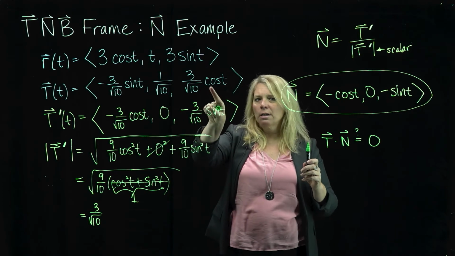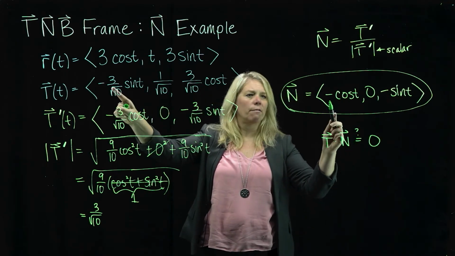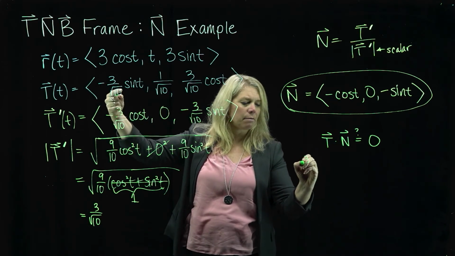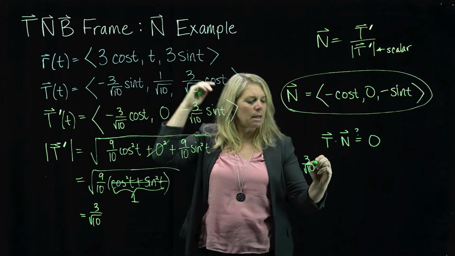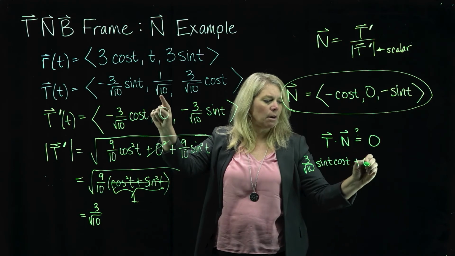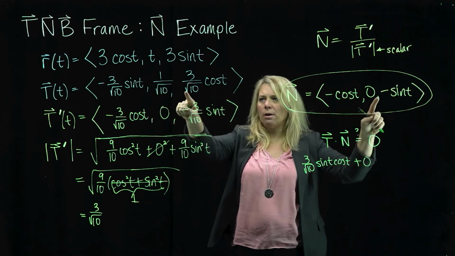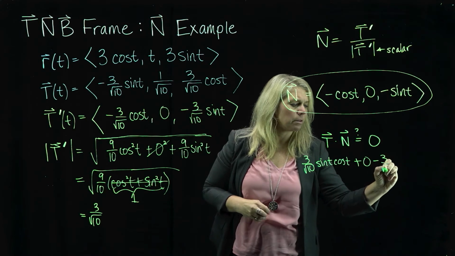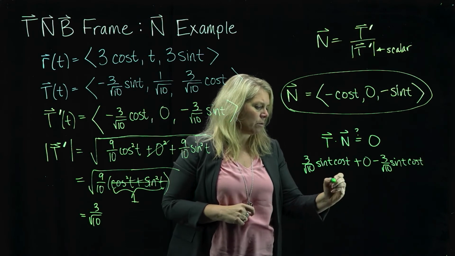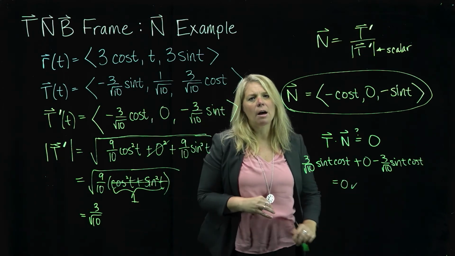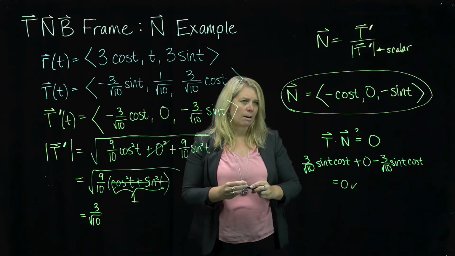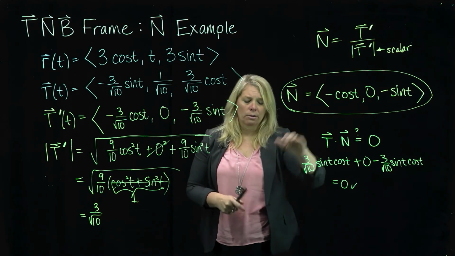Here's my t vector, and then here's my n vector. And so if I look at that dot product here in the i component, I will end up with positive 3 over square root 10 sine t times cosine t. And then in the j component, I will have 0. And then the k components, when I multiply those, I'll have a negative 3 over square root 10 sine t cosine t. And sure enough, that all adds up to 0. So that's just a little handy thing sometimes to check to make sure that your n vector is a reasonable thing that you've written down. It should be a unit vector, and it should be orthogonal to your t vector.